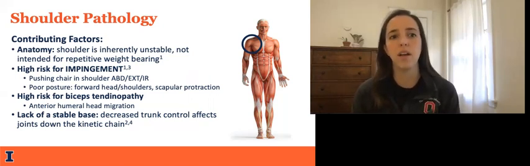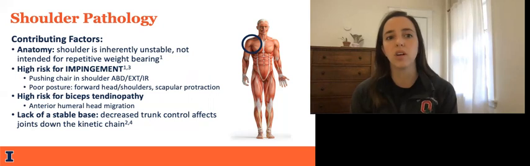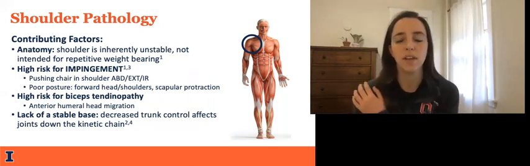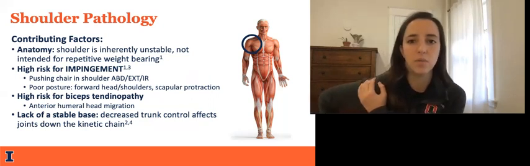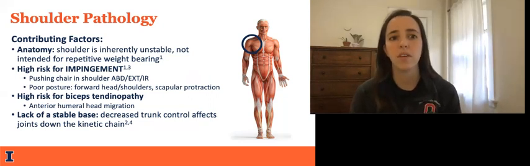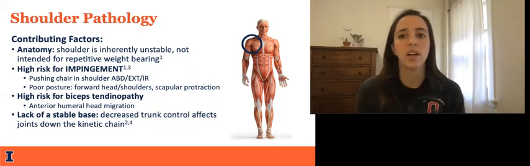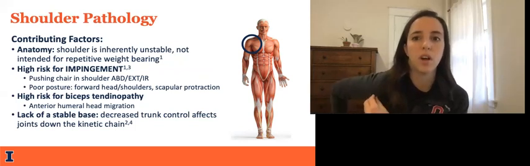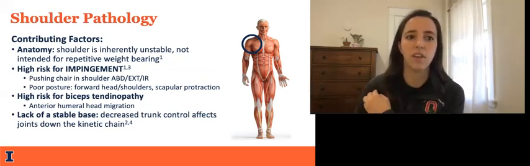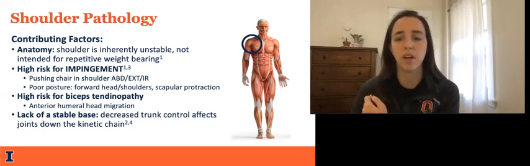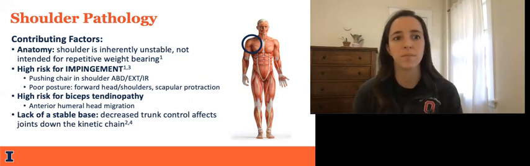It also doesn't help that sitting in a chair can lead to poor posture. So your forward head, shoulders, and scapular protraction. So you're really closing down that space in there and then adding like an impingement moment to the shoulder. Athletes are also at high risk for biceps tendinopathy. If you think back to our lecture about biomechanics, you're getting a lot of shoulder extension, and a lot of athletes just kind of dump their humerus forward. So you're getting a lot of anterior humeral head migration, and that's going to put a lot of stress on that biceps tendon and can lead to tendinopathies.